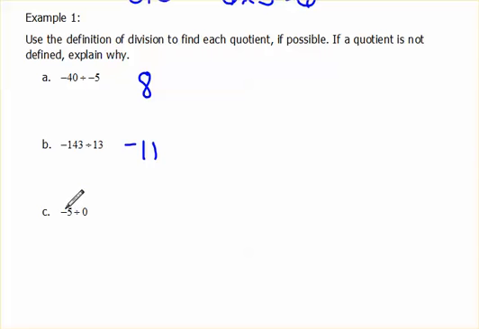And now this one says negative 5 divided by 0. Now remember, thou shalt not divide by 0 is the first commandment of math. You cannot divide by 0. That is undefined. We have absolutely no way of understanding how many times 0 goes into negative 5. So this is undefined because division by 0 is not allowed.